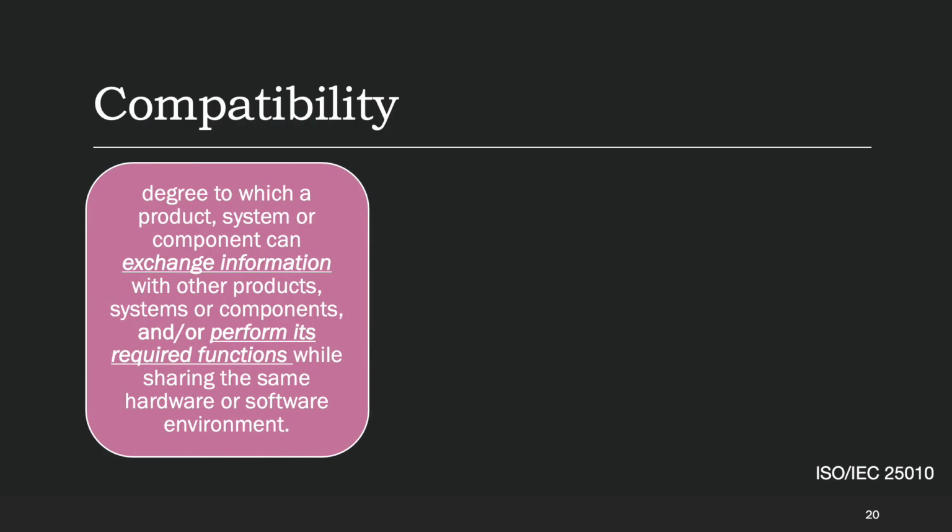Now let's have a look at the next important software quality, which is compatibility. Compatibility is the degree to which a product, system, or component can either exchange information with other products, systems, or components, or perform its required functions while sharing the same environment.